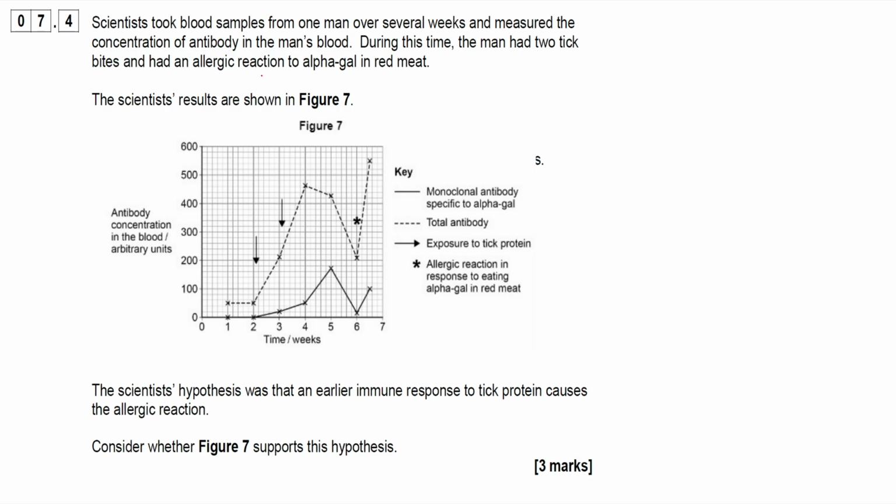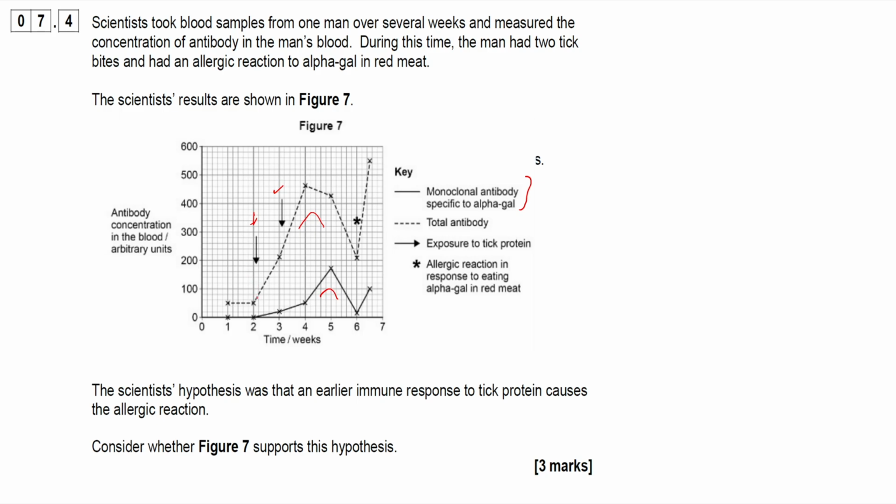Okay, so what you see here is that we have the antibody concentration over various periods of time. The solid line indicates the monoclonal antibodies specific to alpha-gal, while the dotted line represents the total antibody. So these antibodies are just specific to alpha-gal, while this antibody titer is the overall antibody titer in the body, which can be for hundreds or thousands of antigens. And then you can see here 2 arrows. This one indicates the first bite of the tick, while the second arrow indicates the second bite of the tick.